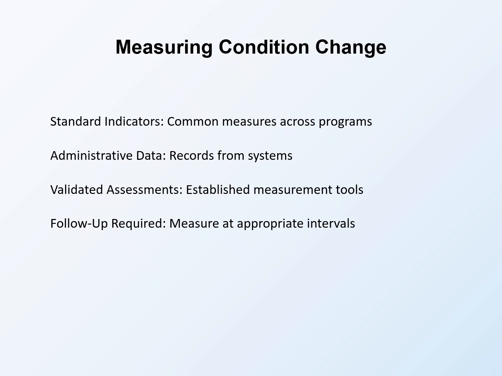Validated assessments use established measurement tools with known reliability. Health status measures, economic self-sufficiency scales, and quality of life instruments provide standardized measurement. Follow-up is required at appropriate intervals. Condition change cannot be measured immediately after program participation. Follow-up at 3 months, 6 months, 1 year, or longer may be necessary to observe condition changes.